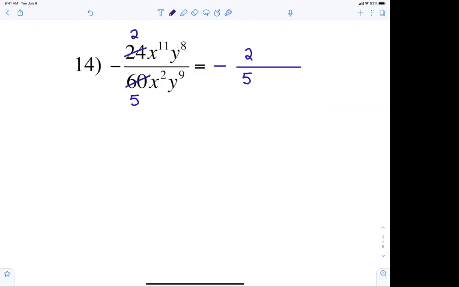How many x's on top? 9. 9. And then there would be a what? 1 y where? On the bottom. Anybody struggling with that at all?